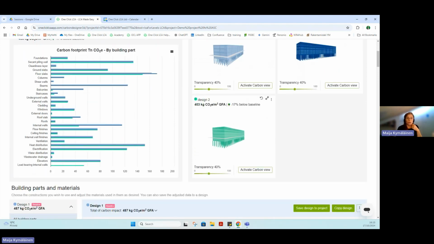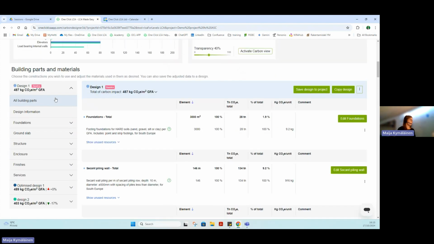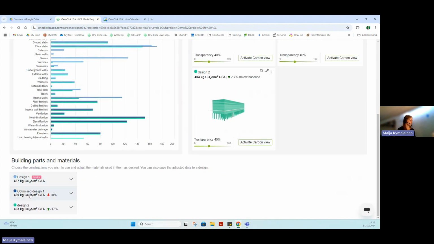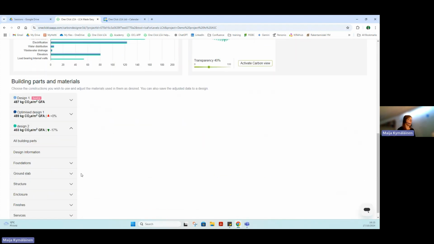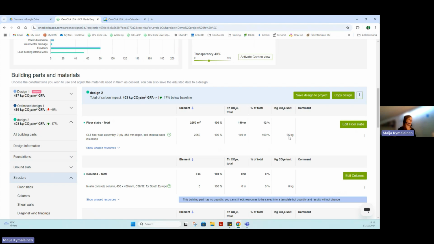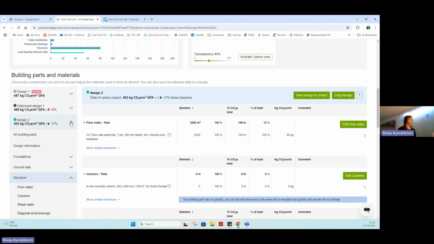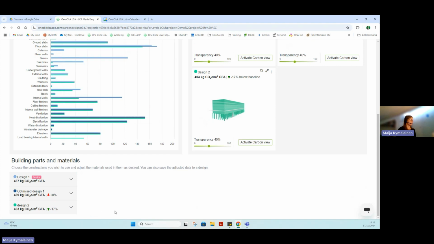Then when you want to start, oh yes, one more thing. All of these different designs show up here, so you can choose which one to edit. For example, here in design 2, we can go to structure and edit these parts as necessary so that they are to your liking.